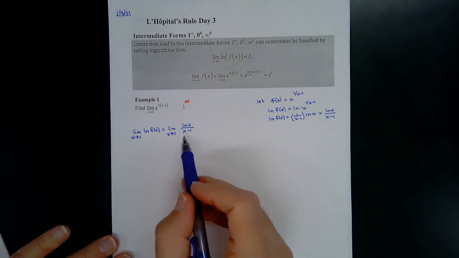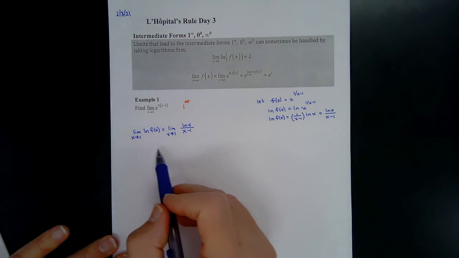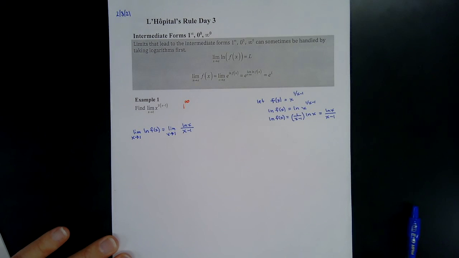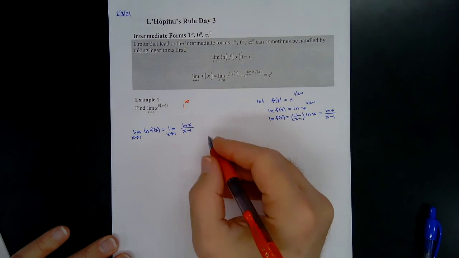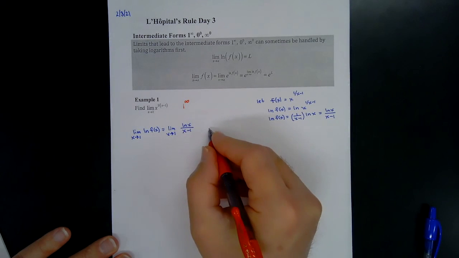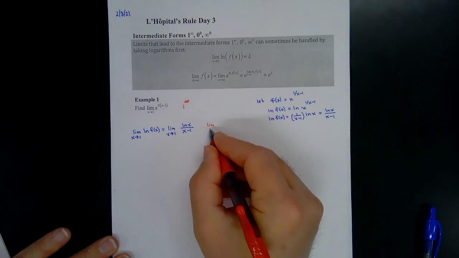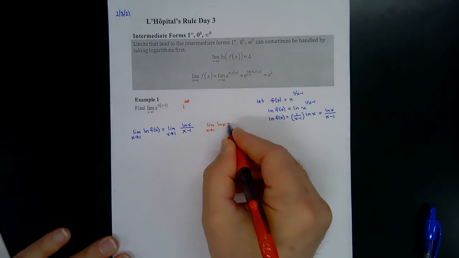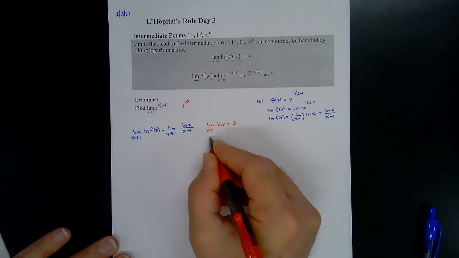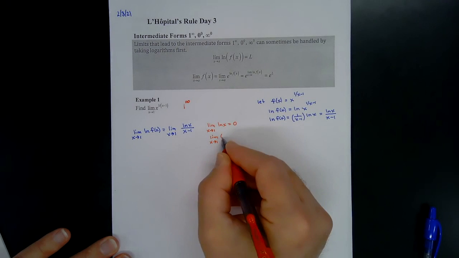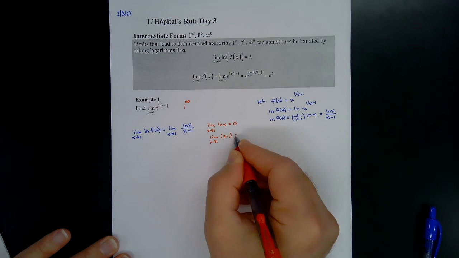Now we're working on this. We can forget this for a minute. Let's work on this. If we try to plug 1 in here, the natural log of 1 is 0, and this would be 0, right? So if we try to do direct substitution with this limit, we're going to get 0 on top and 0 on the bottom. That means that we need to write the limit as x approaches 1 of ln of x is equal to 0, and the limit as x approaches 1 of x minus 1 is also going to be 0.